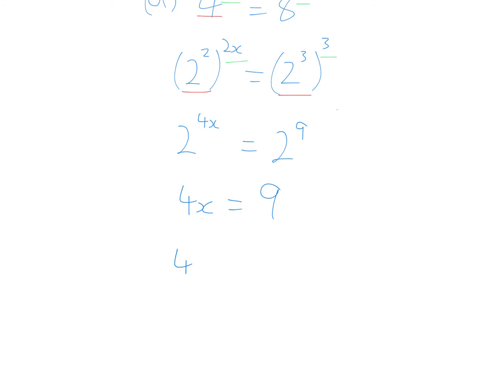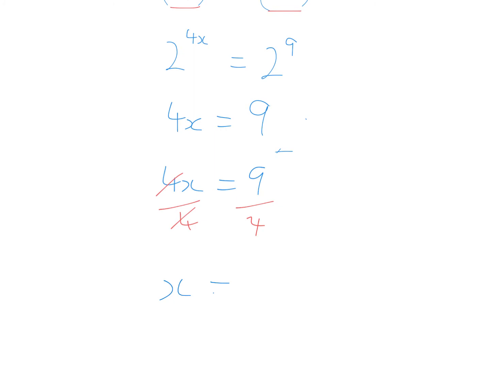Then to get x by itself, we want to get rid of that 4, so divide both sides by 4. This cancels out on the left hand side, we're left with x. The right hand side we can just leave as a fraction, 9 divided by 4, because it doesn't go evenly.